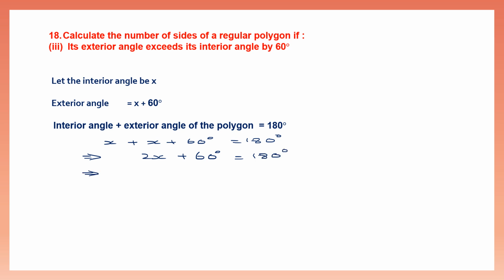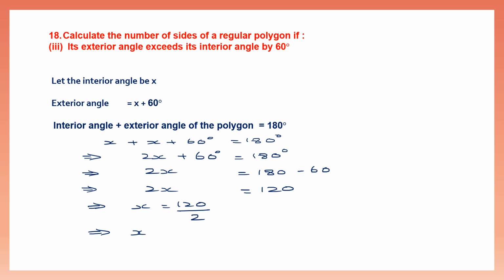So now we know the value. We are going to find the value of 2x. 2x will be 180 minus 60. So 2x is equal to 180 minus 60 is 120. So x will be equal to 120 by 2. So now we know the value of x. x is equal to 60 degrees. Now that we know x, we can write here, we said let the interior angle be x. So this is 60 degrees and exterior angle is x plus 60, that is 60 degrees plus 60 degrees, which is equal to 120 degrees.